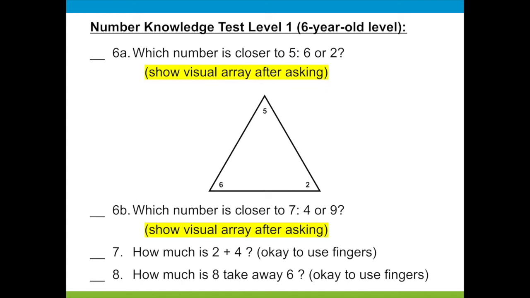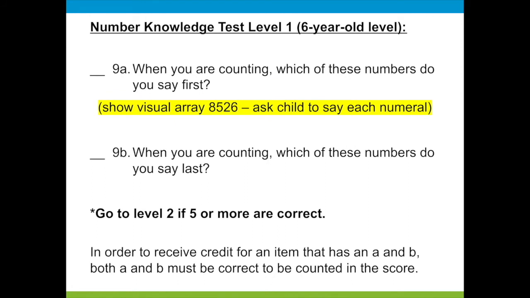The next section of questions will utilize a few of the visual arrays. The final question will call for you to use the visual array showing the 4 numerals in a box. The action is written below the first question, but you should show the array and ask the child to say each of the numerals before asking the question.